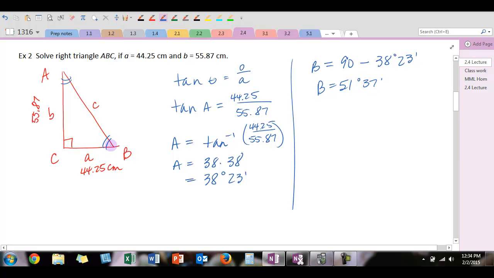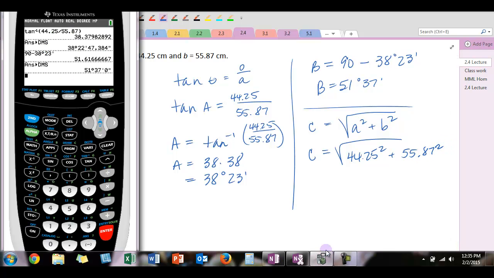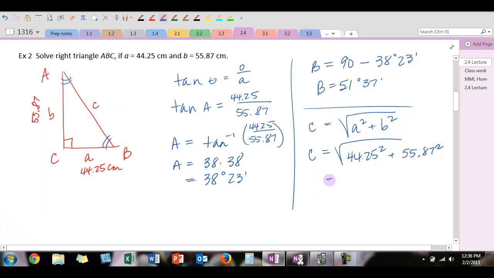So we know this piece. And the last piece we're actually looking for is the hypotenuse. So we can use Pythagorean's theorem, which, when I rearrange it, is going to be a squared plus b squared. Plugging this in, we take 44.25 squared plus 55.87 squared. Take the square root of it, and we find out that C is 71.27 centimeters. And that is how we find all of the missing pieces for our triangle.